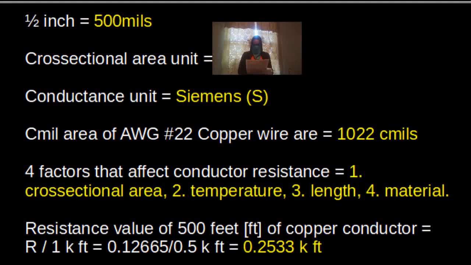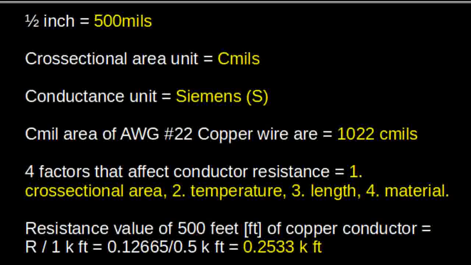Review questions for section 3.1. A half inch is equal to 500 mils. The cross-sectional area of a conductor is measured in CMILs, or circular mils. The unit of measure for conductance is the Siemens. What is the circular mil area of a number 22 copper wire? Number 22 copper wire equals 1022 circular mils.